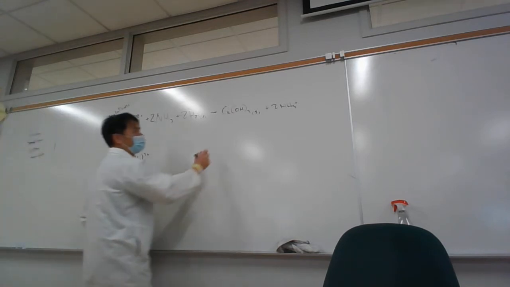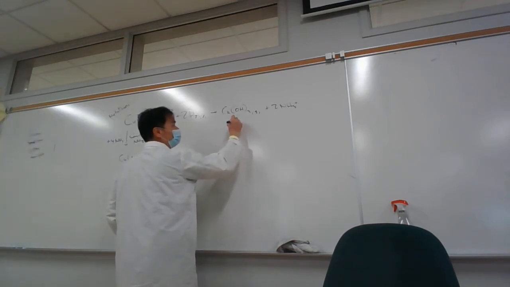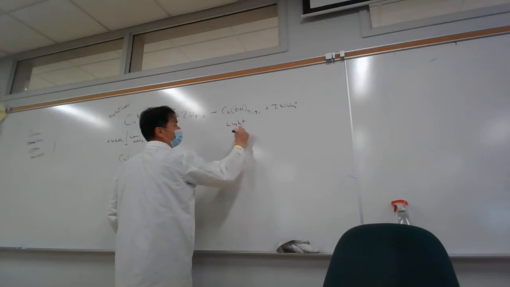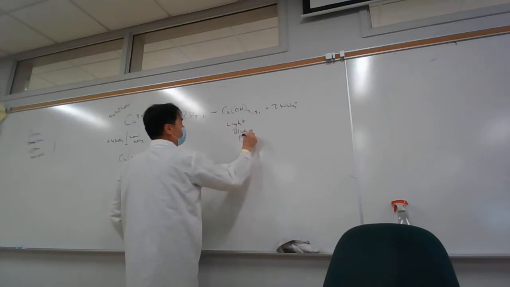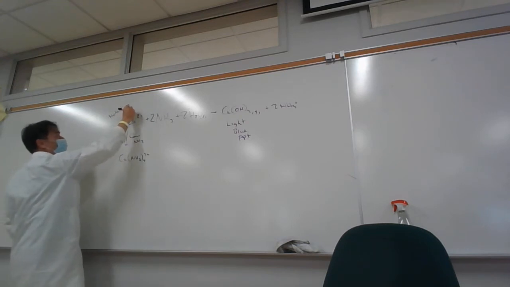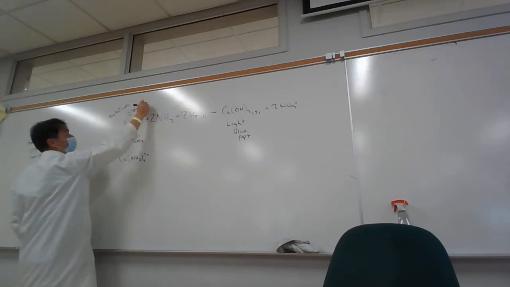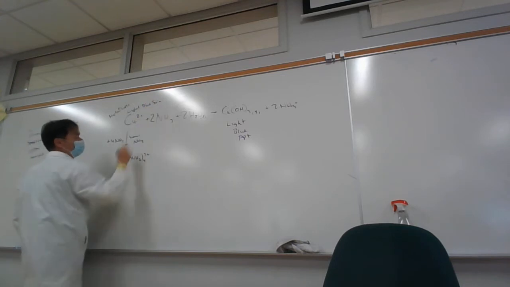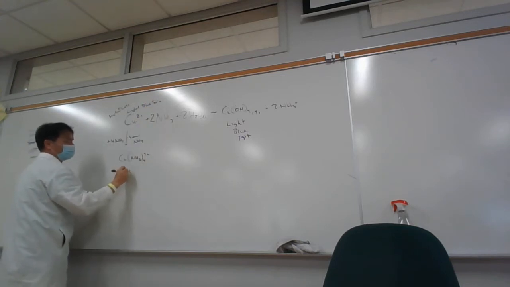So we have this complex equilibrium. This is a light blue precipitate. This is a light blue solution. This is the deep blue solution.